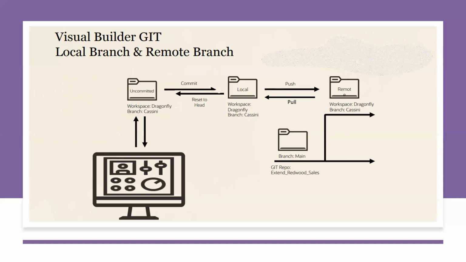From remote to main. So that is nothing but publish. So once we click on publish, it will be merged from the remote copy to the main branch. Then it will be available for all the users.